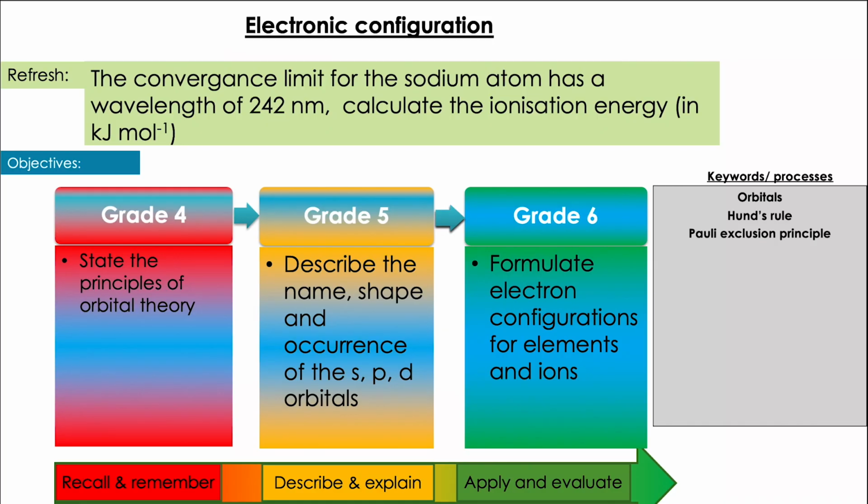In this video, we're going to be looking at orbital theory and how to draw out electron configurations, building on what we did with the hydrogen spectra and explaining the complexities of electronic structure. We're going to be introducing orbital theory, some of the shapes, and how we can formulate the configurations. But for now, pause the video and have a go at this question on convergence limit from the last video.